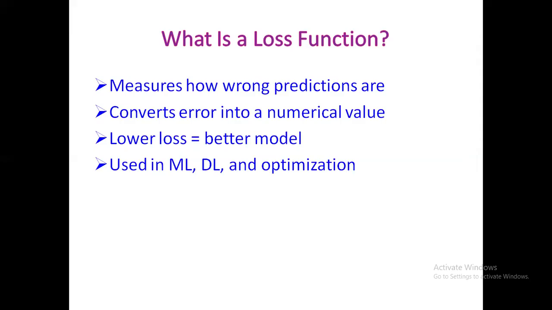A lower loss means the model's predictions are close to the actual value. That means lower error means what? It will be closer to the actual value, while a higher loss indicates larger mistakes. Every machine learning and deep learning model depends on a loss function to understand its error and improve during training.